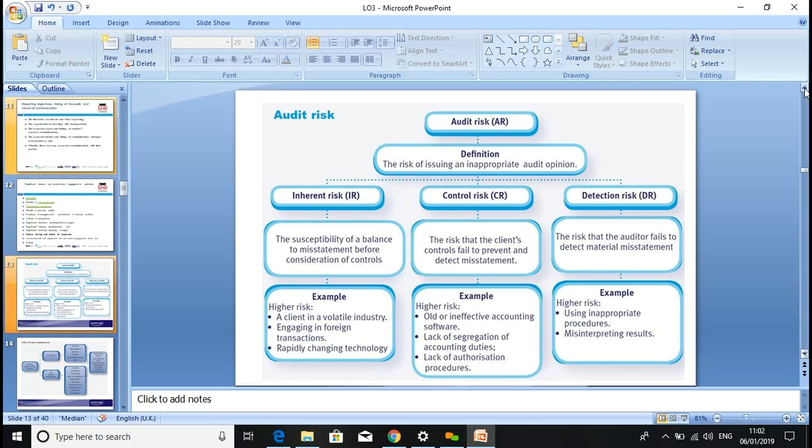Yeah. So we need to look around how we can, that inherent risk is there. Higher risk: a client in a volatile industry, engaging in foreign currency transactions, rapidly changing technology. So there can be inherent risk. Control risk: the risk that the client's controls fail to prevent and detect misstatement. So the control system within an organization is not appropriate to detect the risk, to minimize it, or eliminate it.